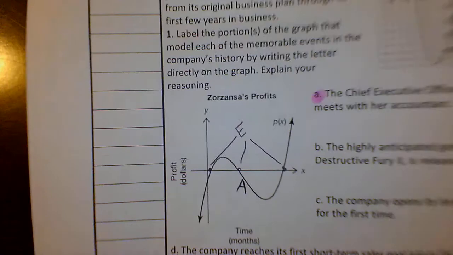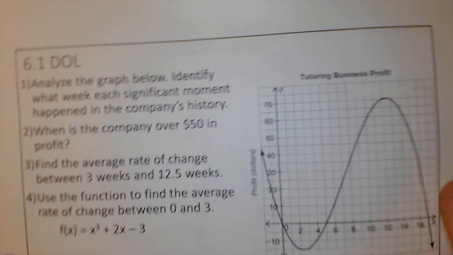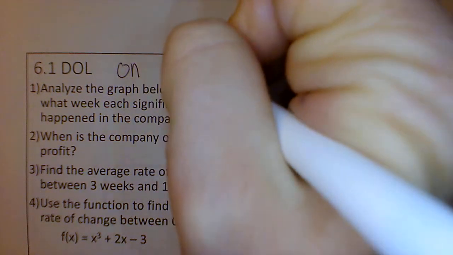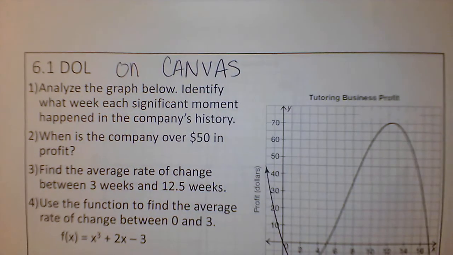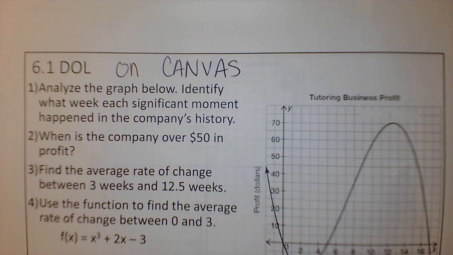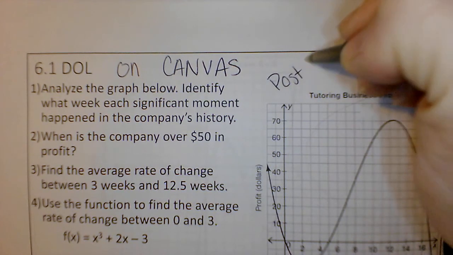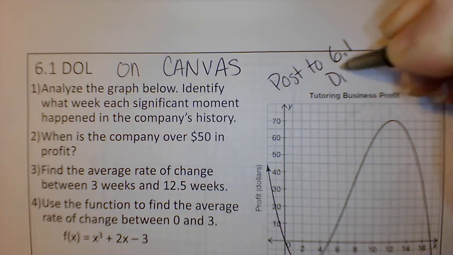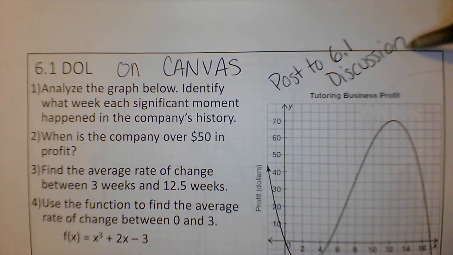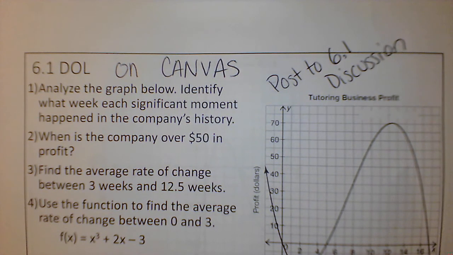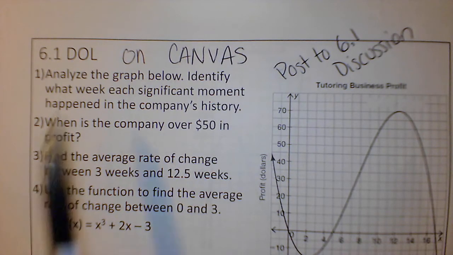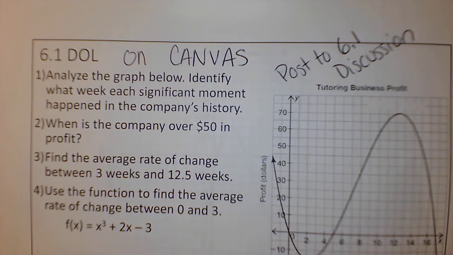For the rest of today, you've got your DOL. It is on Canvas, so it needs to be done today. Make sure you go on Canvas to do that. Second thing that's on Canvas is a discussion. So you need to post to the 6.1 discussion before the end of the day as well. It will be our participation day grade for today. So I'll be looking for this DOL to be done. I'll be looking for this discussion post to be done.